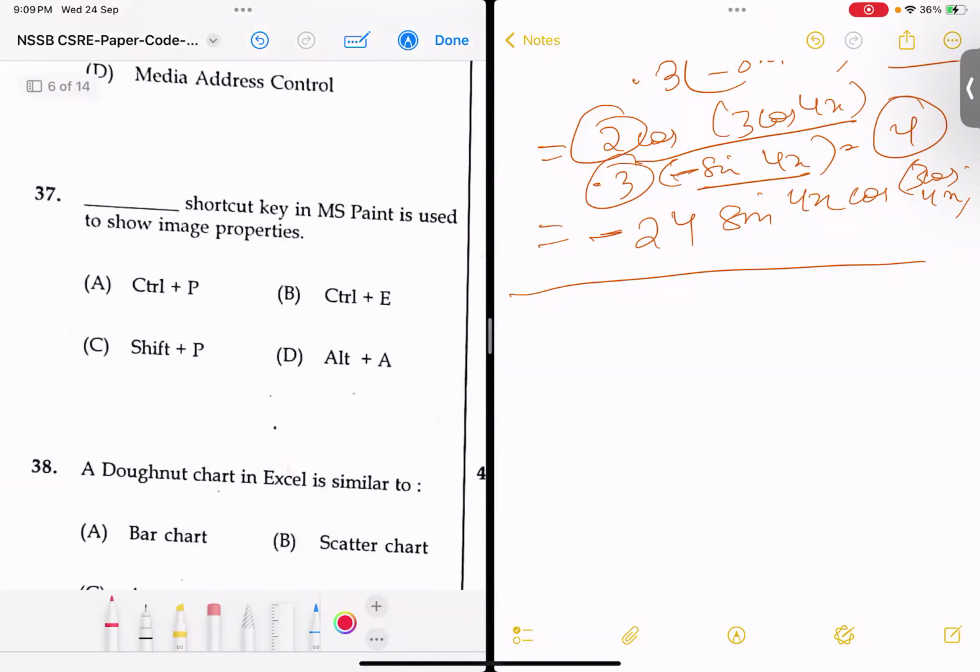Dash shortcut key in MS Paint is used to show image properties. So again, this is Control E, okay? In MS Paint, Microsoft Paint, if you press Control E, then it will show the image properties, okay?